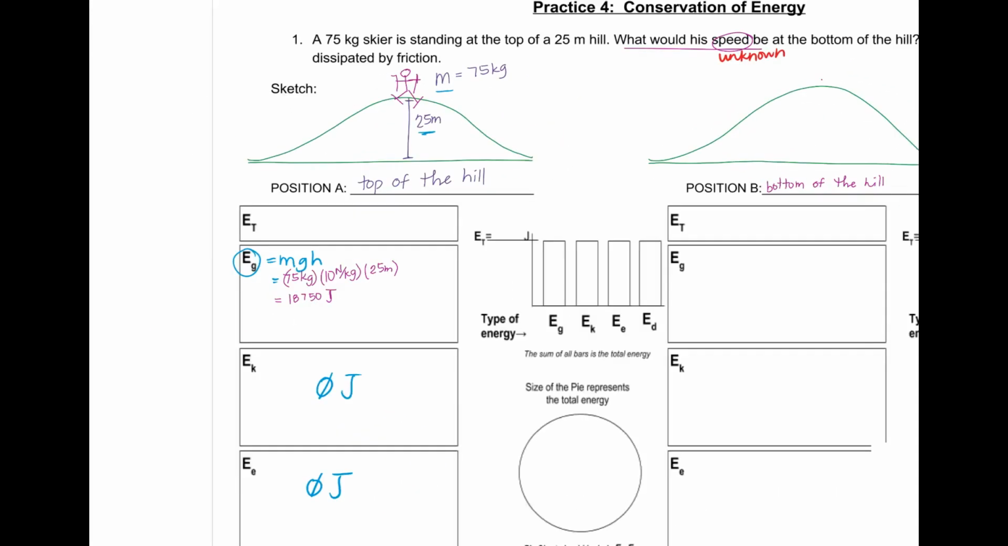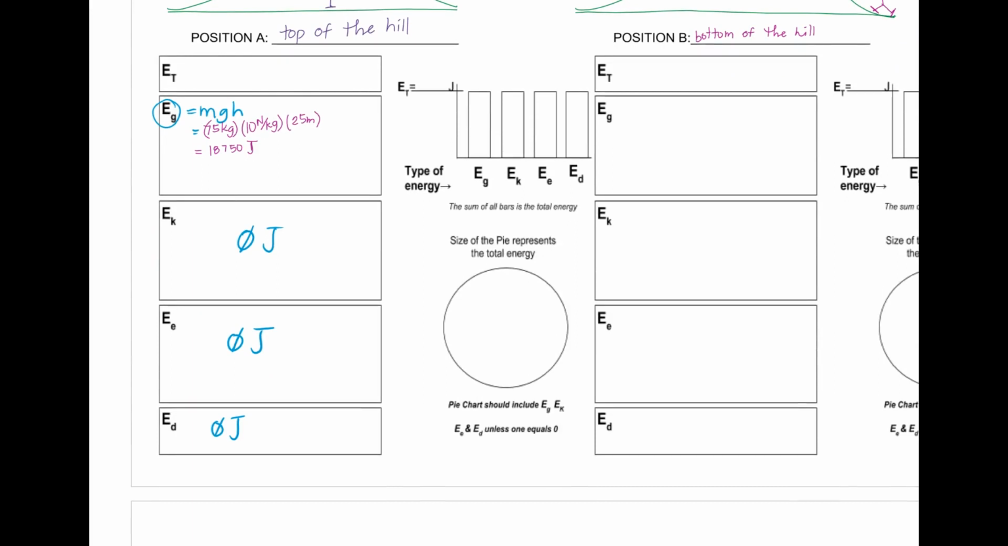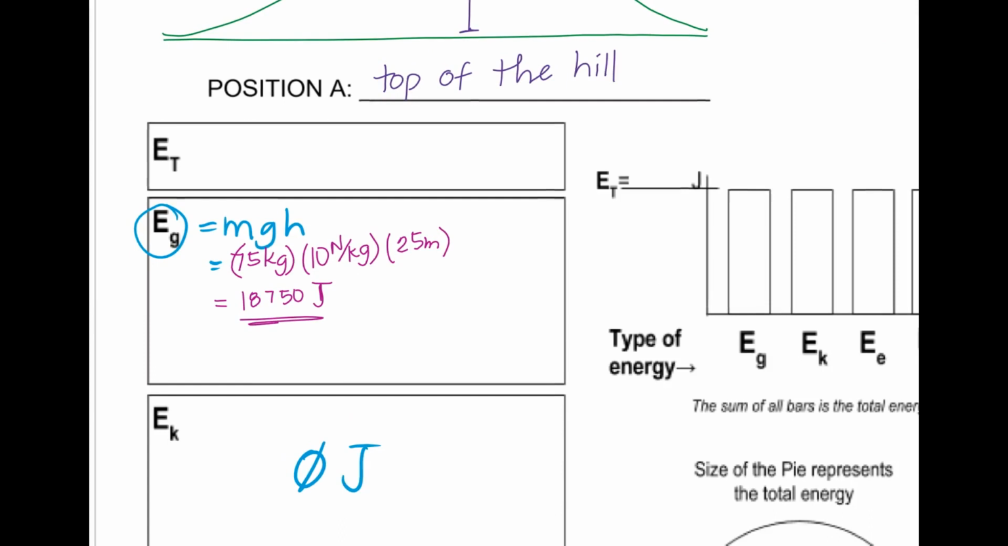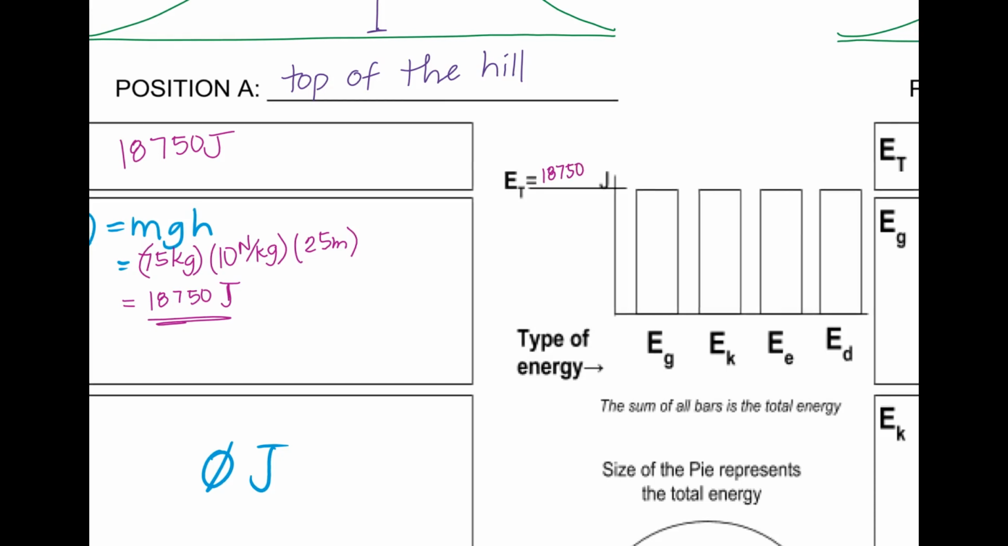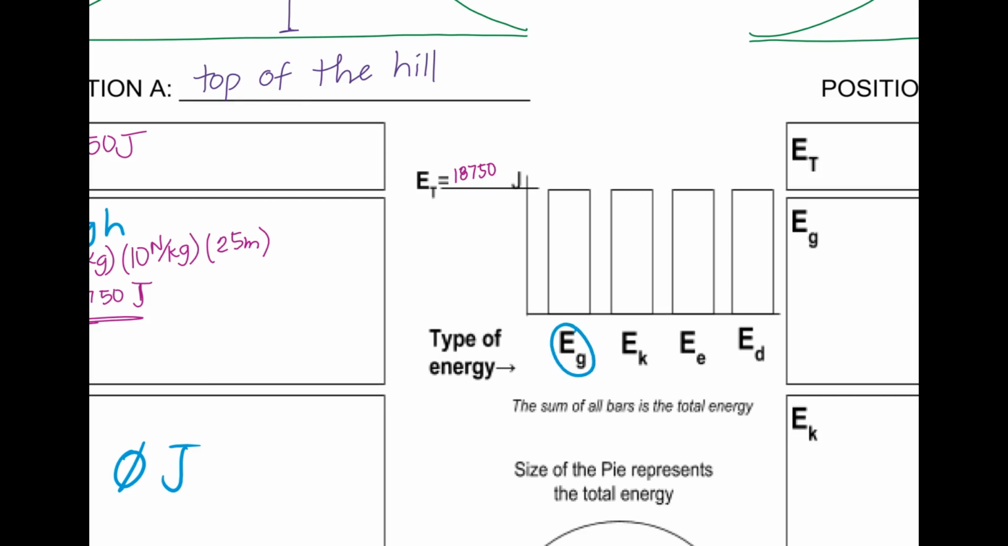And since position A is only made up of EG, we know that the total is going to be EG plus EK plus EE plus ED. So 18,750 plus 0 plus 0 plus 0 is going to give us 18,750 joules. And that's what our total is going to be here also. So 18,750. And we know that there is EG, no EK, no EE, and no ED. So 100% of this is going to be our gravitational potential energy.